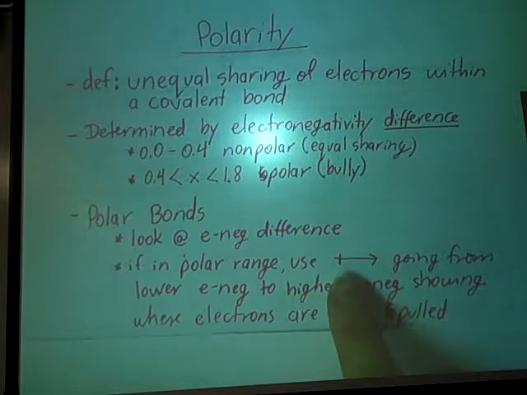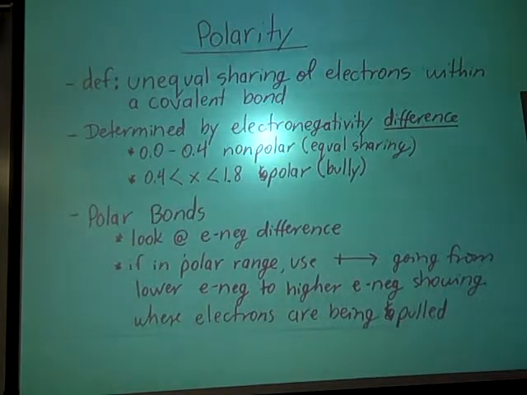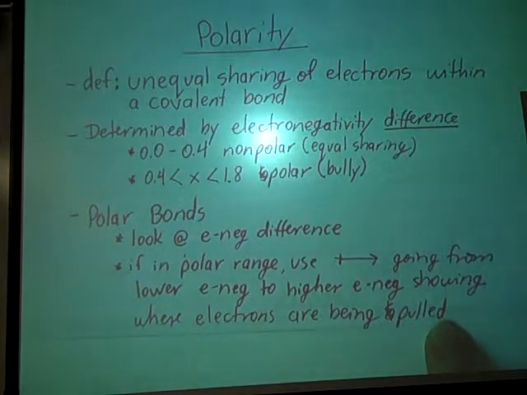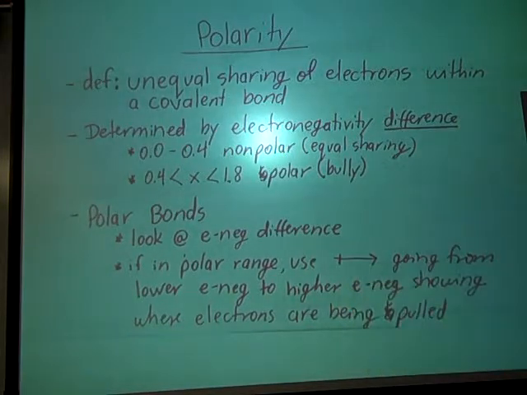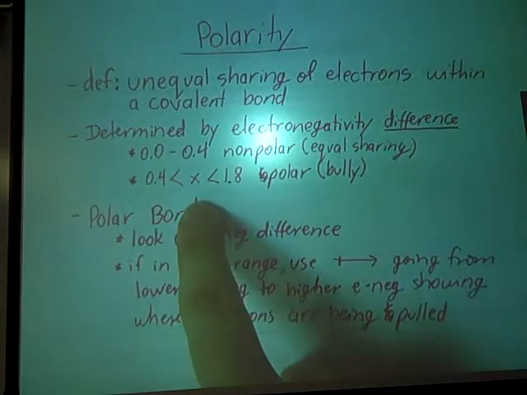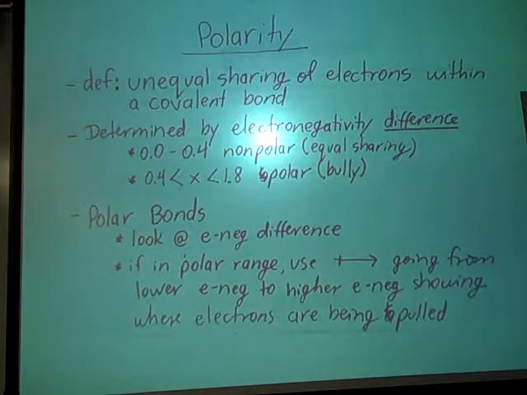So the positive end is towards the atom that is now more positive, because my electrons are being pulled towards my more electronegative atom. Again, we're not yanking them off, we're just hogging them. And this symbol is used to show where the electron density is moving within that molecule. If your electronegativity difference does not fall in the polar range here, it's nonpolar and we don't draw anything.